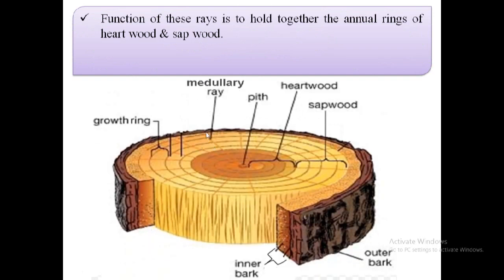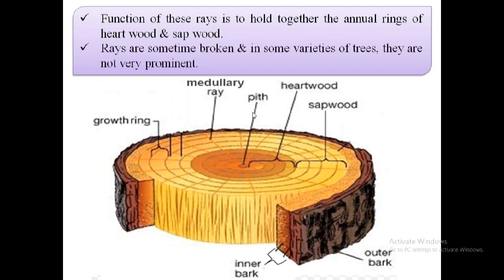In this image we can see these are the medullary rays, and the function of these medullary rays is to hold these annual rings or growth rings of this hardwood and sapwood. These medullary rays are sometimes broken, and in some varieties of trees they are not very prominent.